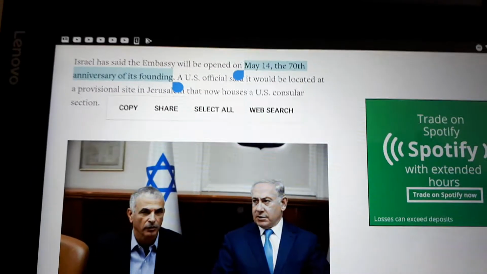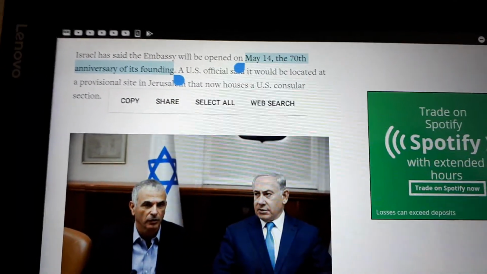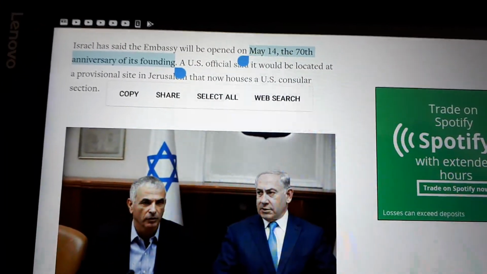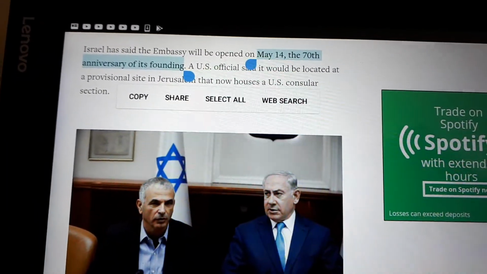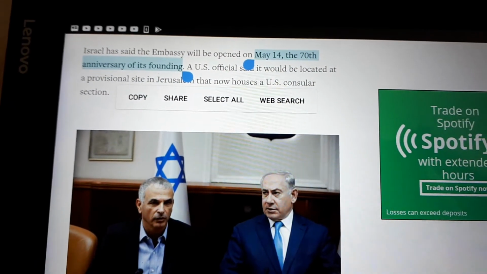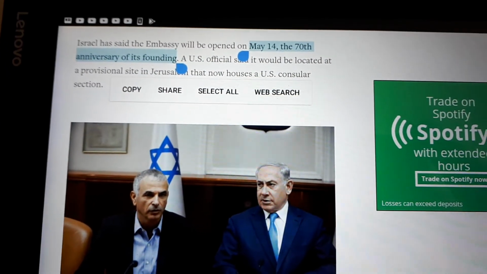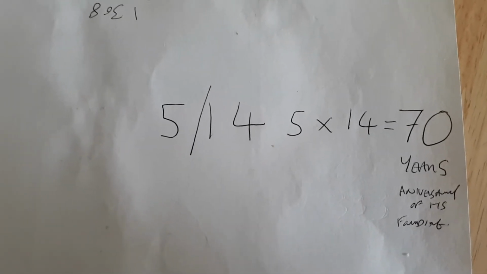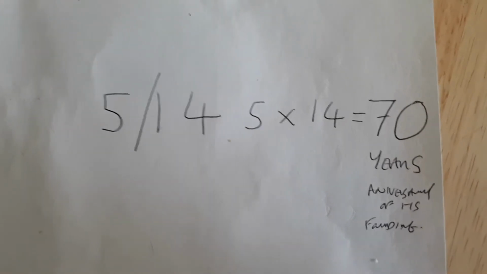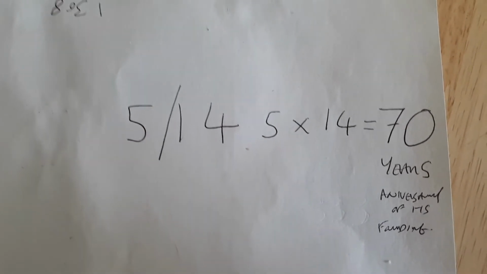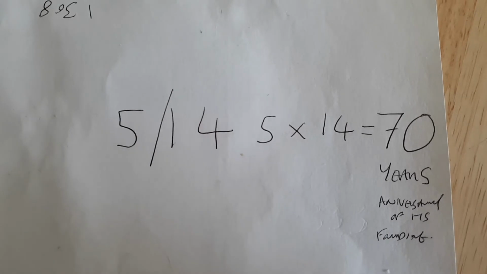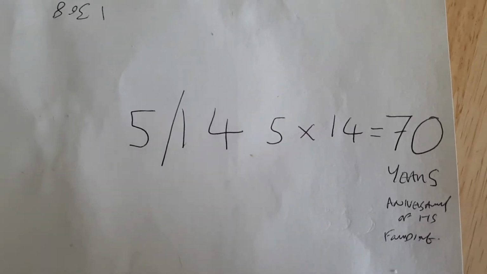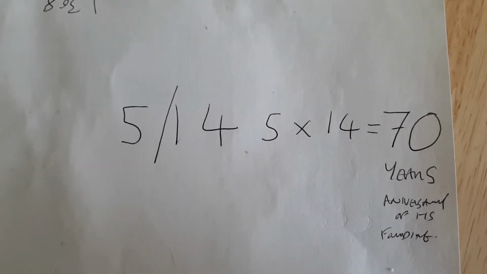This one's pretty straightforward, to be fair. I'm surprised no one else has really picked up on this yet. May 14th, okay, so that's the date they're doing the embassy on the 70th anniversary of its founding. 514. 5 times 14. Hello, it's 70 years. 70 years anniversary of Israel's founding. So that's the date they've chose.